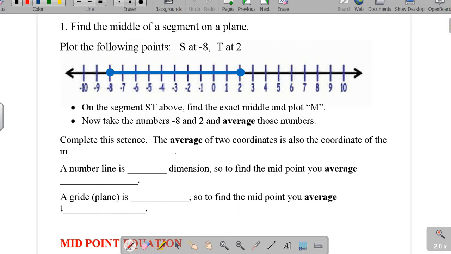S is at -8, and T is at +2. We're going to find the exact middle and plot M, the exact middle between these two. And you can see that the distance here is 10 units, or 10 bunny hops. So the exact middle.